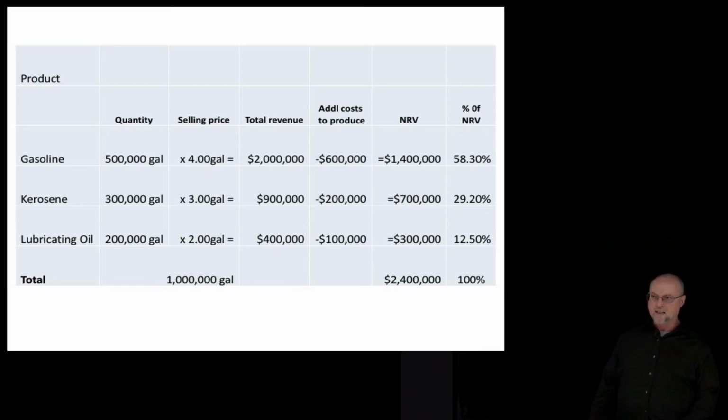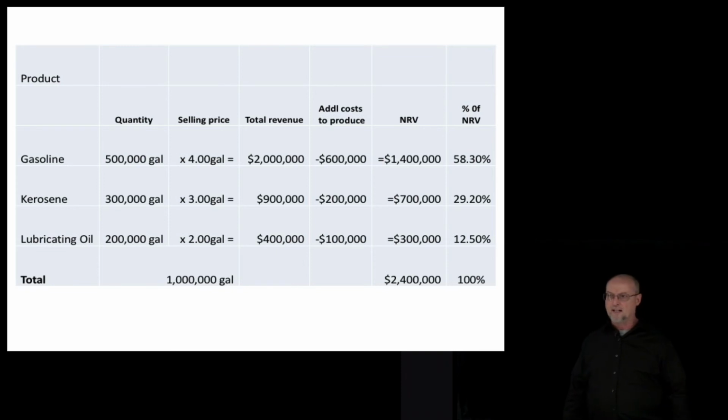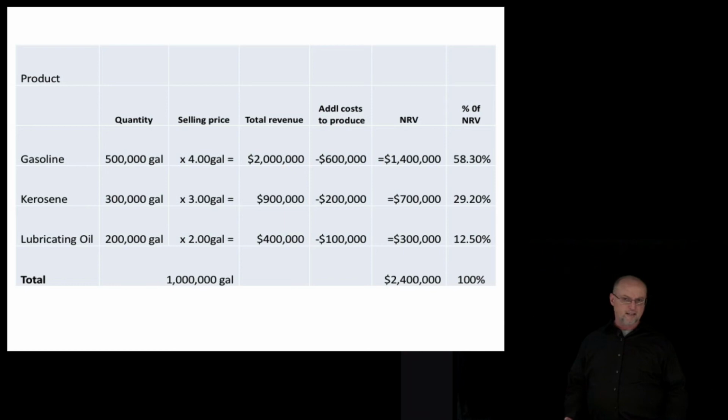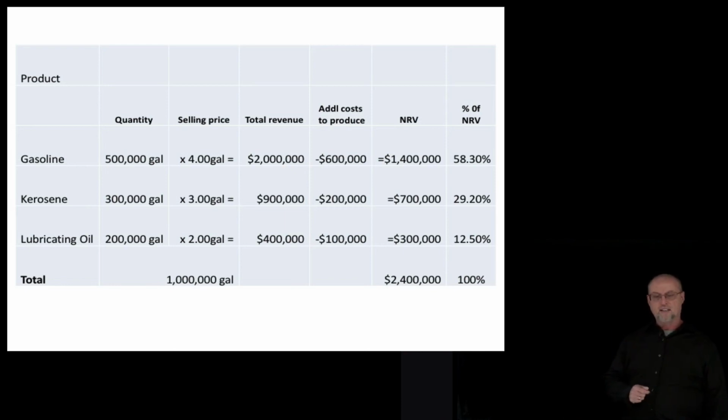Now let's divide each product by the total net realizable value. 1,400,000 divided by 2,400,000 is 58.3%. 700,000 divided by 2.4 million is 29.2%, and 300,000 divided by 2.4 million is 12.5%. And again, if you add up the percentages, you'll see that it equals 100%. So using those percentages of net realizable value, that's how we're going to allocate the $5 million of joint costs.